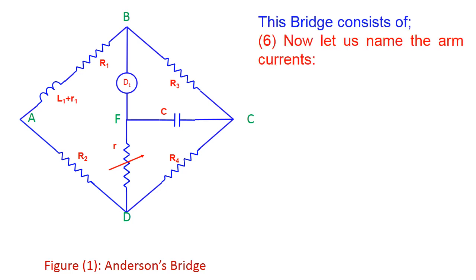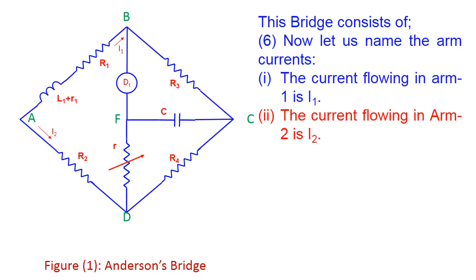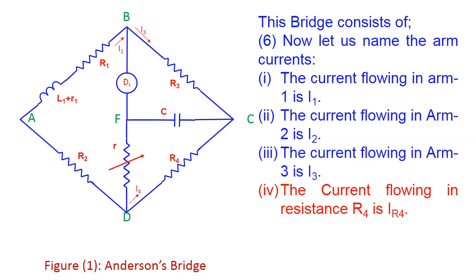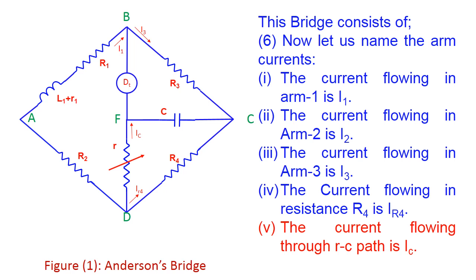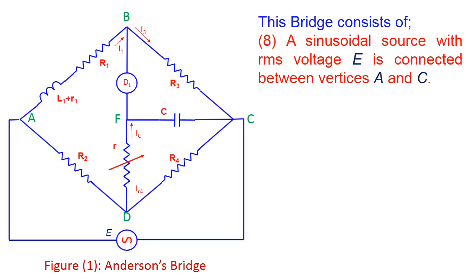Now, let us name the arm currents. The current flowing in arm 1 is I1. The current flowing in arm 2 is I2. The current flowing in arm 3 is I3. The current flowing in resistance R4 is IR4. Now, the current flowing through the RC path is IC. Detector DT is connected between vertex B and the junction of resistance r and capacitor C. A sinusoidal source with RMS voltage E is connected between vertices A and C.